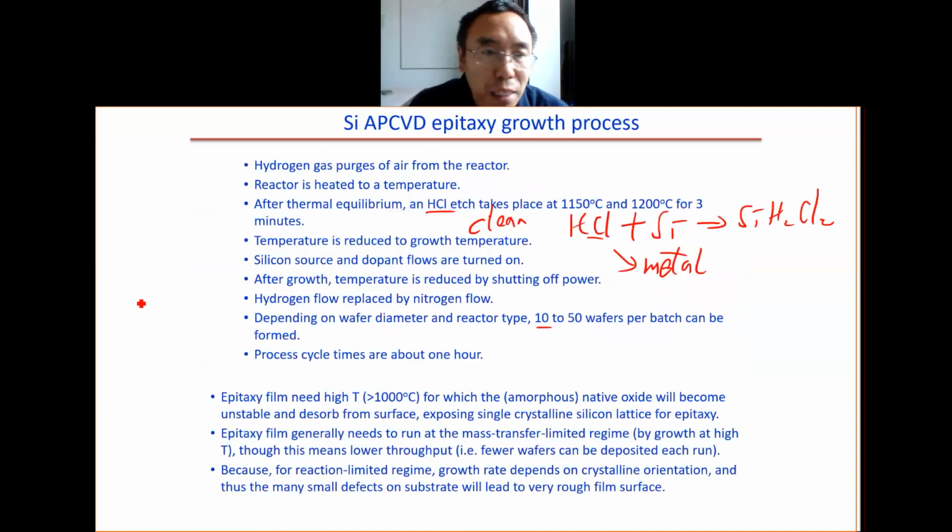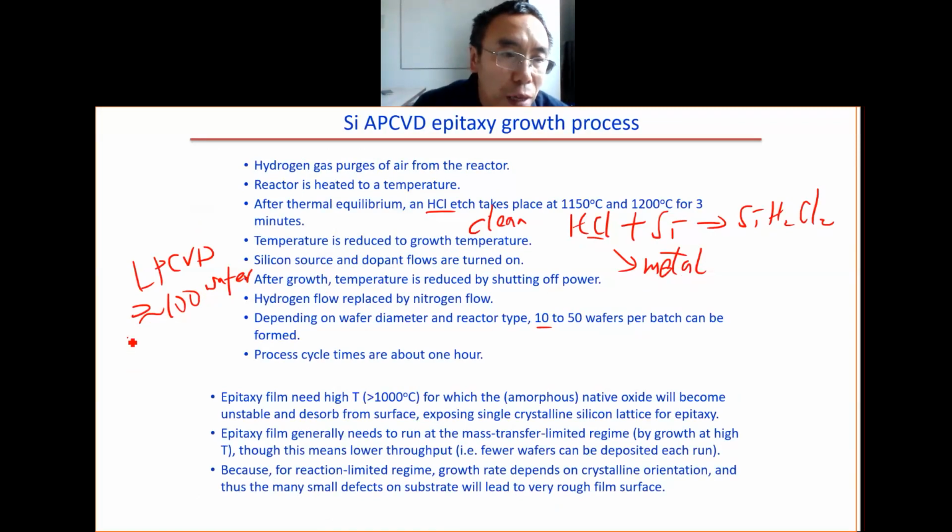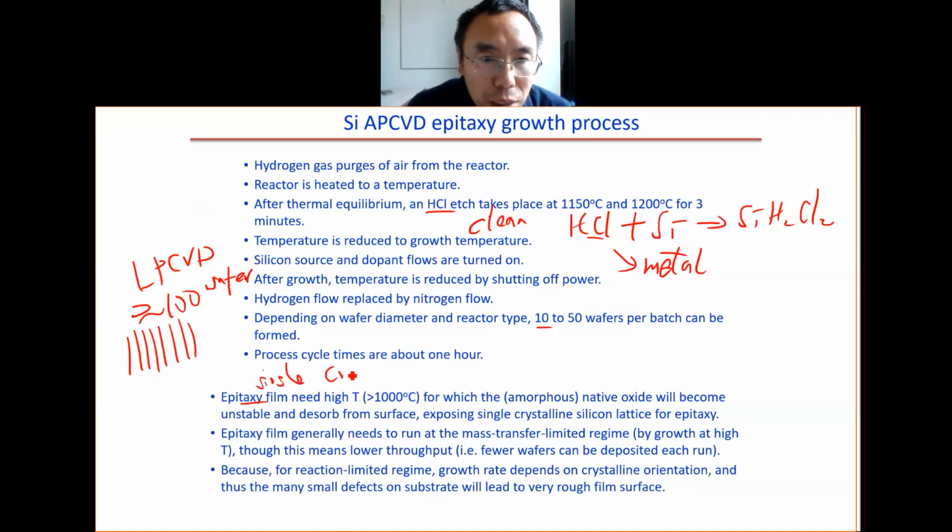For the LPCVD, we can put more than 100 wafers, because for the LPCVD, the wafers are put in a stack like this. The process time is about 1 hour. Normally for the epitaxial film, because this is a single crystal film, epitaxial means single crystal.